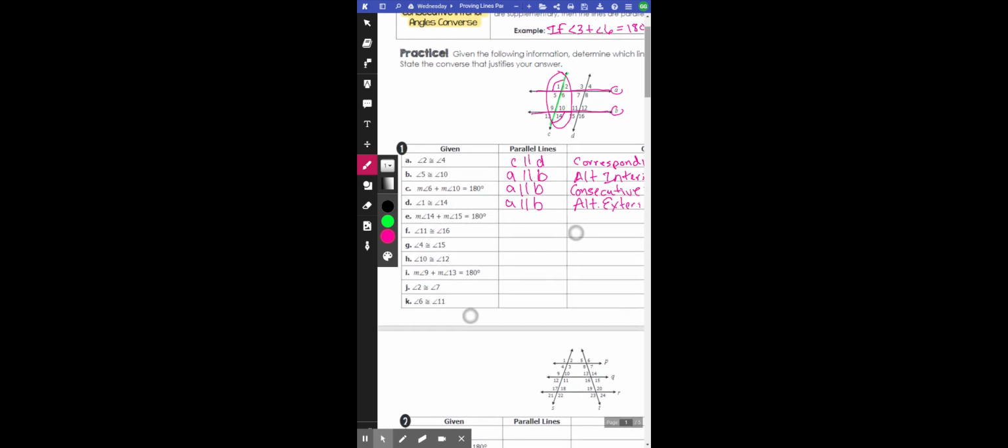And we keep moving on. We go to E here. We're looking at angle 14 and angle 15. Let me erase this up here. Let's go to angle 14, angle 15. Both of them share this transversal, but now angle 14 touches C, 15 touches D. So because they share their transversal and their consecutive interior angles, well, that means that C is parallel to D. What's my reasoning, or what's the converse I'm using? It's consecutive interior angles.